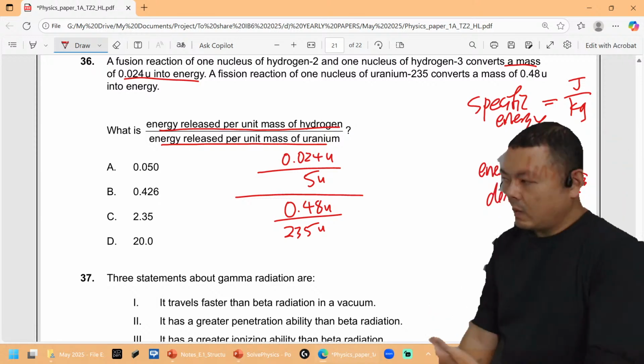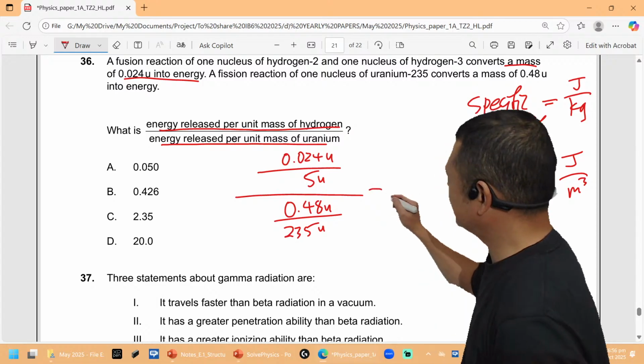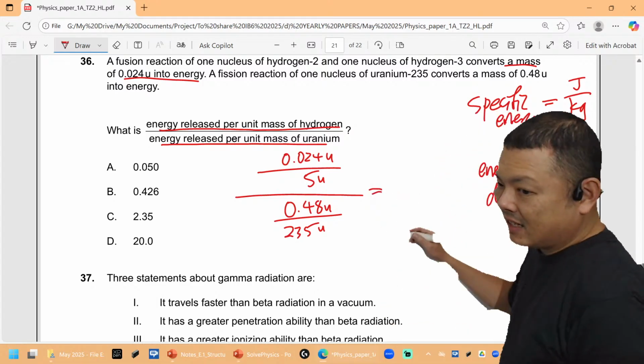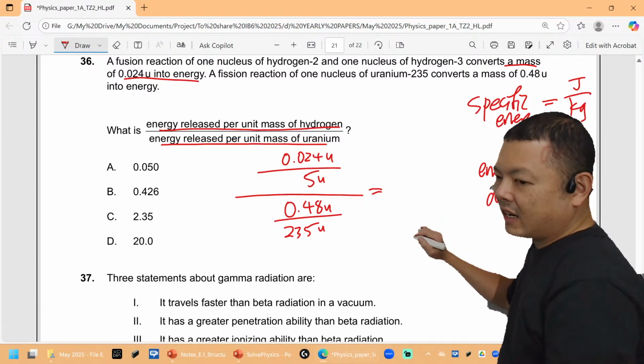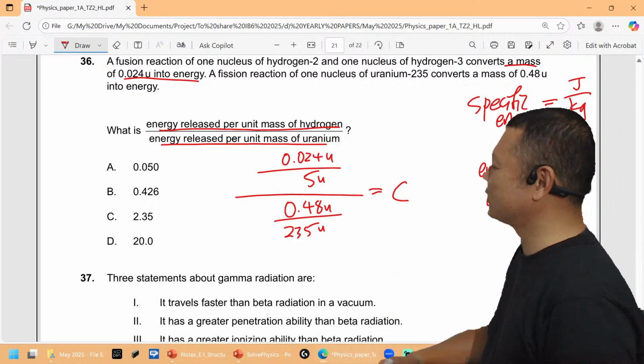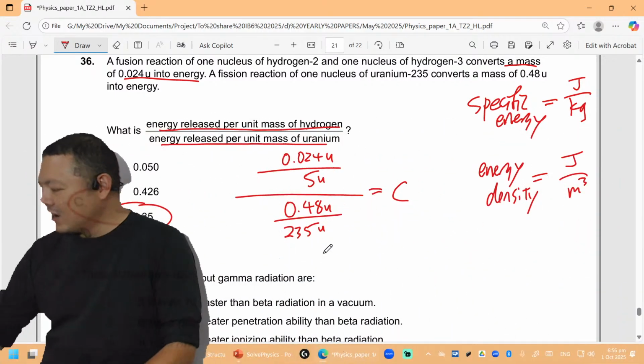Come on, work it out. Faster, faster, work it out. No time. Why are you looking at a calculator? Okay, so 2.35. Anything else?